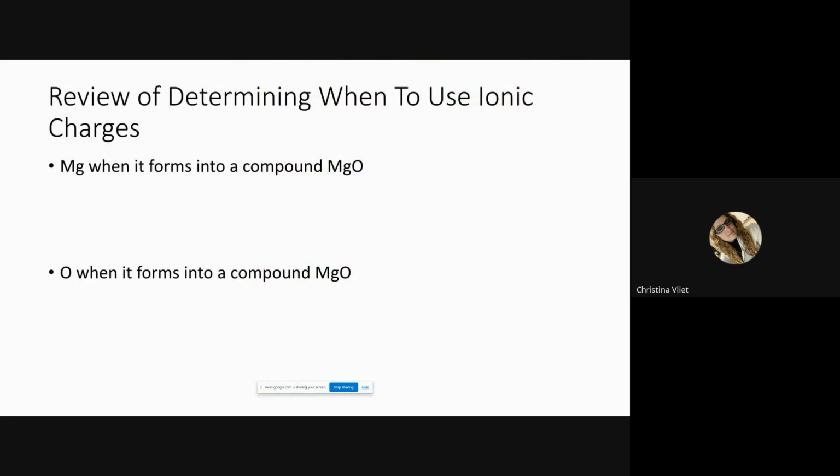And so let's review determining when to use ionic charges, because this is going to become important today. So you're going to want to write this down and leave this blank because I'm about to go over what you need to know. Write: review of determining when to use ionic charges, and then I have a couple of examples. Mg when it forms into the compound MgO, and then oxygen when it forms into the compound MgO.